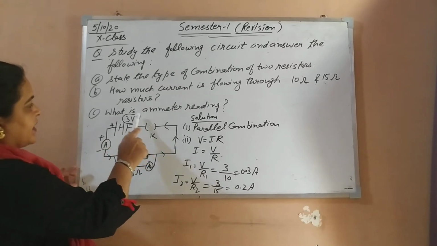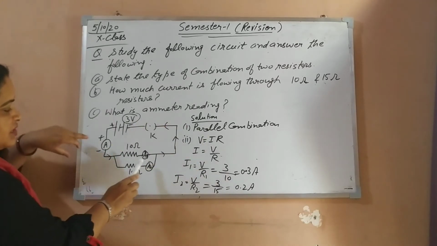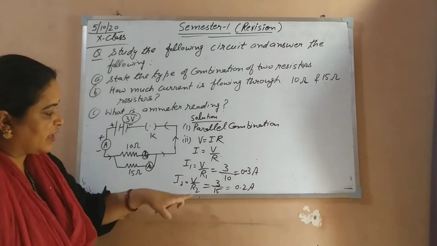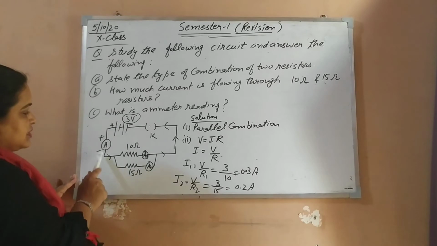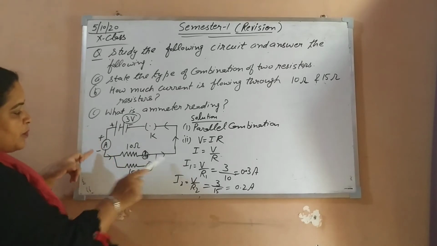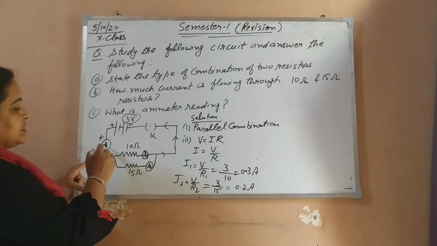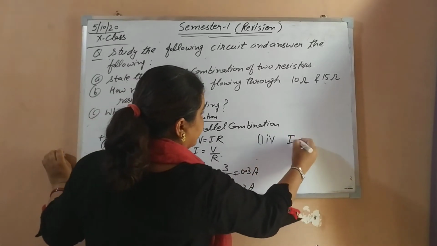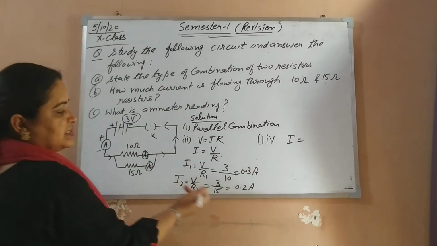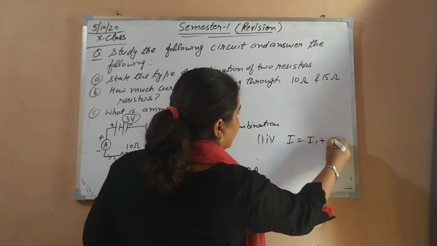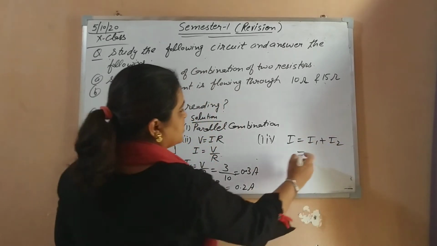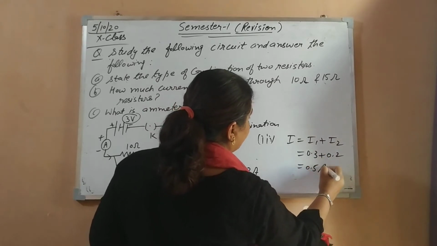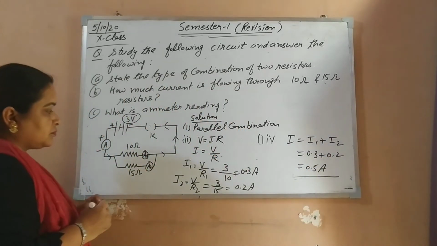And the next is, what is the ammeter reading? Now see, these are connected across 10 and 15 only, so we have calculated I1 and I2, but this A is connected to the combination of these. So this ammeter will measure the total current, that is the I reading. What is I? I1 plus I2, that is 0.3 plus 0.2, which becomes 0.5 ampere.